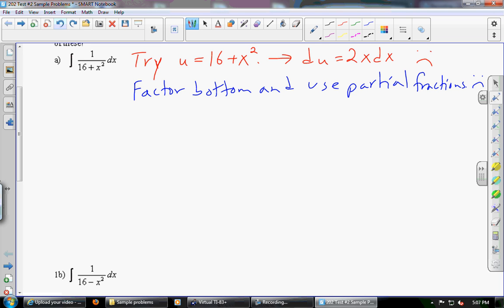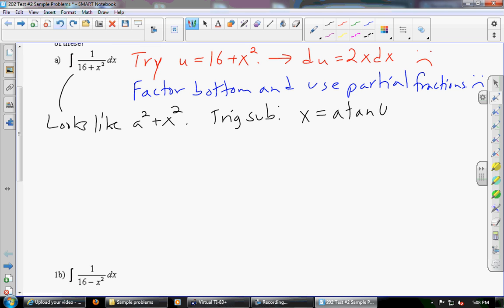So what we're going to do instead is recognize that the bottom looks like a squared plus x squared. And if it looks like that, then a trig sub might be in order. So we'll try a trig sub. And the form that we're going to substitute here, because it's a squared plus x squared and not a squared minus x squared, is x equals a tangent of theta. So in our case, we're looking at 4 squared plus x squared. So that means we're going to let x equal 4 tan theta.